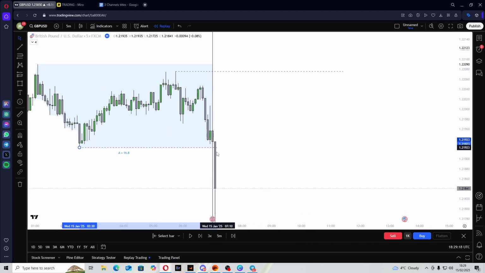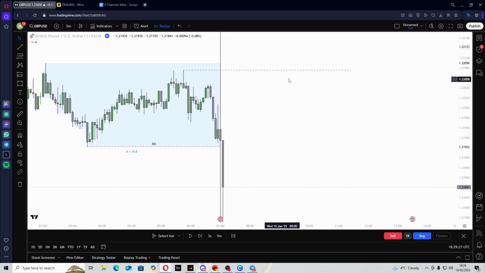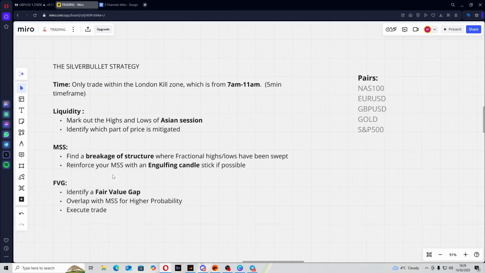You can see that big indecision candle, right? So this will be our liquidity point. Let me just work it out. Once we've got this liquidity point, it's so easy to figure out where we need to go from here. We need to find a breakage of structure where fractional highs and lows have been swept.